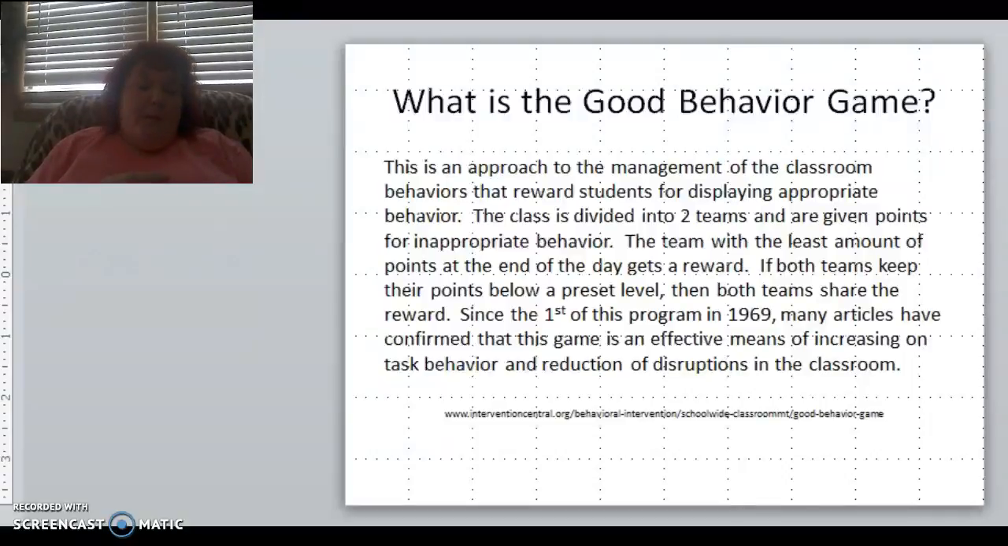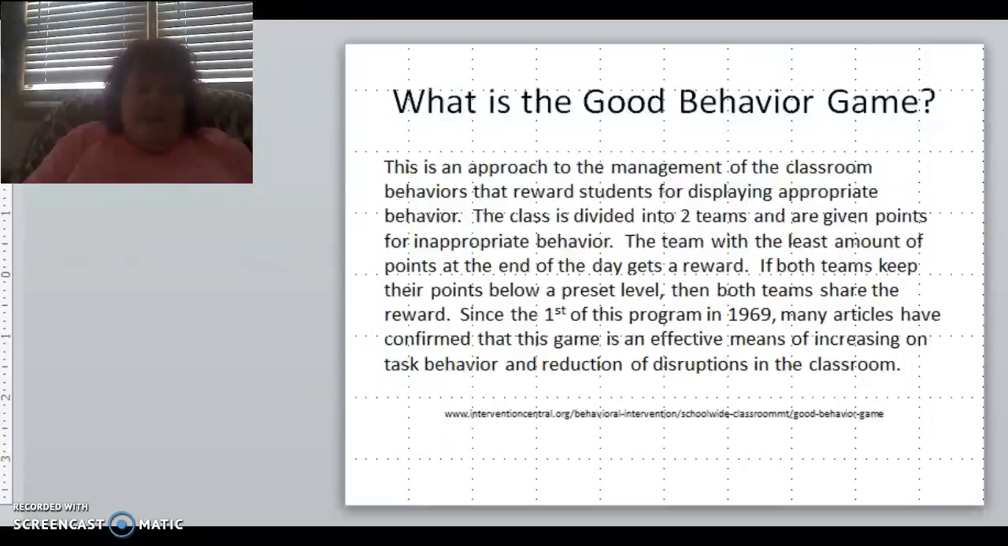It's been proven that since this program has been implemented in 1969, many articles have been confirming that this game is an effective means of increasing on-task behavior, which means students are getting their work done, they're learning. They're not having behavioral issues. And the reduction of disruption in the classroom, which means you as a teacher have more time to teach, have more time for instruction, have more time to say, this is what I want to accomplish today.